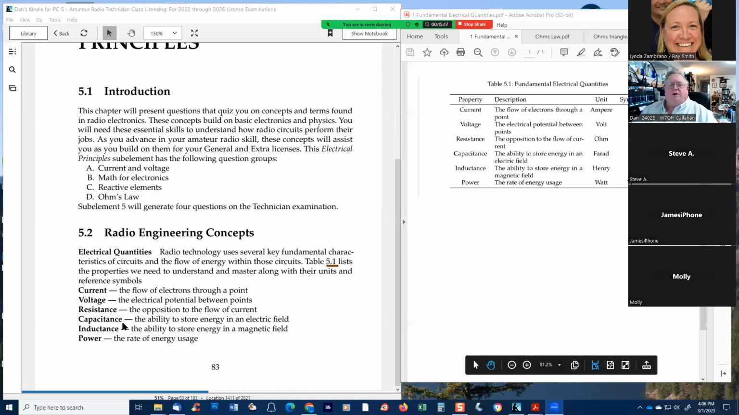Inductance is where you store it in a magnetic field. Well, if you're old enough, the coil in your car that gives high voltage stores it in a magnetic field, releases it suddenly, and it comes out really high. And then power is the total thing. You can have a dim light bulb that's 1 watt, or a bright one that's 100 or 5,000 watts. That's what we pay for.